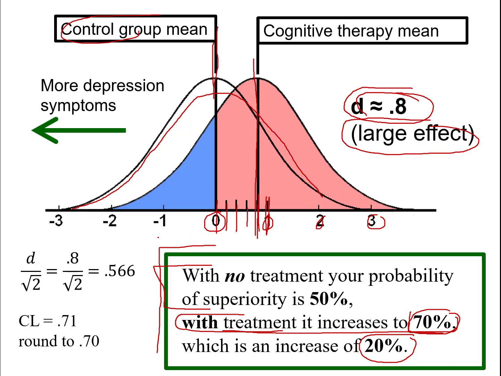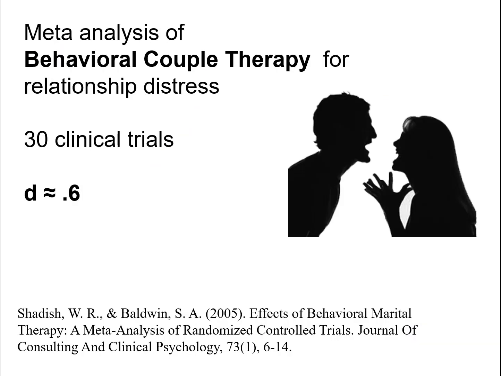So this is the illustration of what things look like for a d-statistic of 0.8. And cognitive therapy for depression is a type of treatment that produces a d-statistic of 0.8 that looks like this. So what about a d-statistic of 0.6? This would be dropping down to a medium effect size. What is something we can treat that will produce a d-statistic of 0.6? Well, one example of this is behavioral couple therapy for relationship distress.